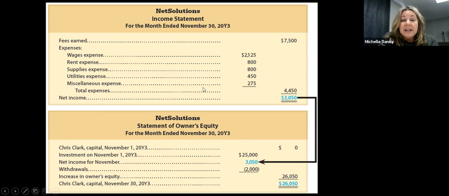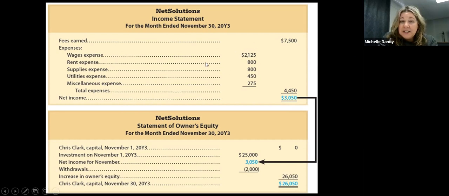So what is the income statement? The income statement is a summary of our revenues and expenses for any given accounting period. And we said in this example, we were using the month of November. November only has 30 days. So you see in the heading, for the month ended November 30th, 2023. We're going to list out all of our revenue accounts. In this case, we've only had one so far, fees earned. And then we're going to list out all of our expenses.